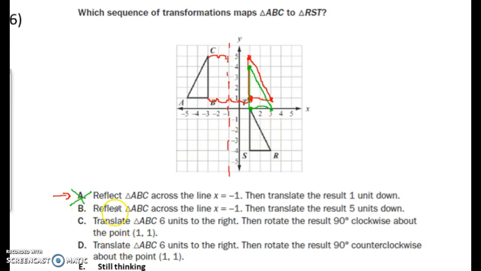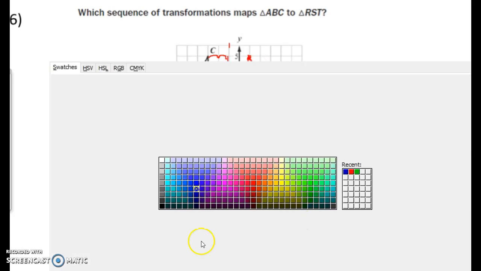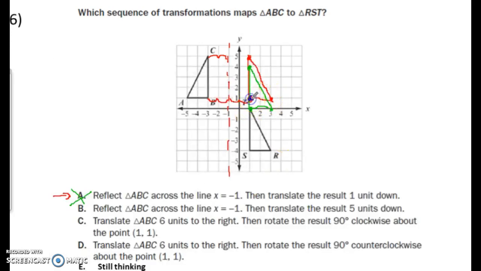Okay, now let's look at B. It still says reflect across the line x equals -1. So we're still going to leave that red triangle there. But then from that red triangle, it says to translate down 5 units. So let's try that. If I start at this point and I go down 5 units, 1, 2, 3, 4, 5. Ooh, that's looking pretty good. If I start here and I go down 5, 1, 2, 3, 4, 5. And then if I take this one down 5, it does meet the triangle that I want it to be. So that is going to be my answer.